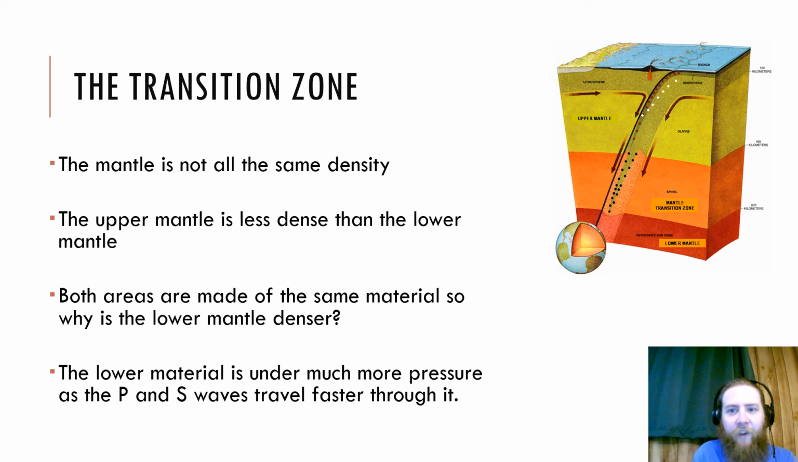The transition zone, the mantle itself is not all the same density. The upper mantle kind of floats on this lower mantle. The lower mantle is more dense because there's more pressure on it. There's more material up here compressing it. It's more dense. It means that those P and S waves will travel faster through it. So the transition zone we found because these P and S waves speed up again. They speed up at the Moho, and they speed up when we get down to the lower mantle.